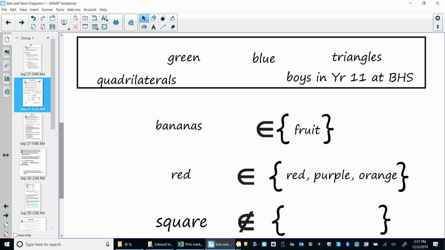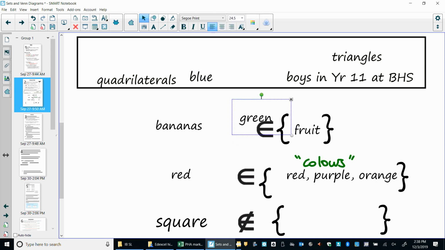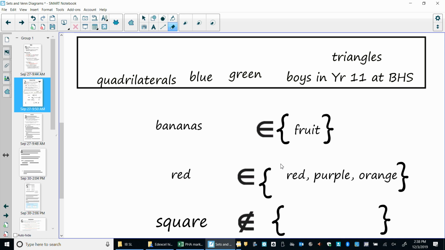Do you understand that? If this had said colours, you could have put the green and the blue down there as well. But it didn't. It just said red, purple, orange. So if red, purple and orange are my only choices, of this list up here, red was the only one that would be a member of that group. Does that make sense now?